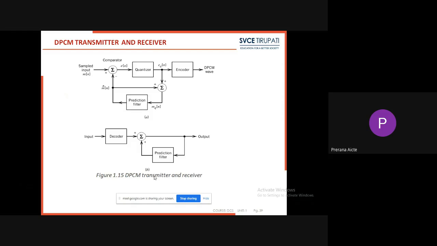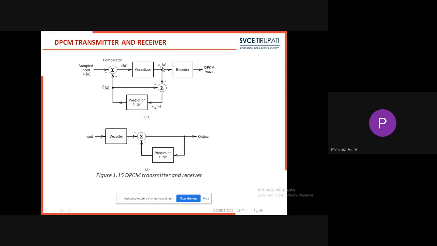See here, there is a prediction filter, which predicts from the previous sample. The input signal is given as m of n. The prediction filter takes the sampled input, which we call the present sample, and the past sample from the prediction filter. It compares the present sample with the past sample, and with the help of the comparator we find the difference between them, E of n, which is applied to the quantizer.